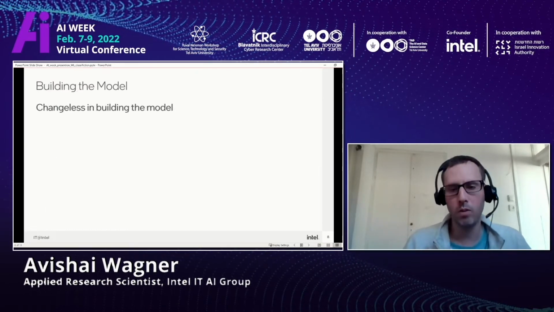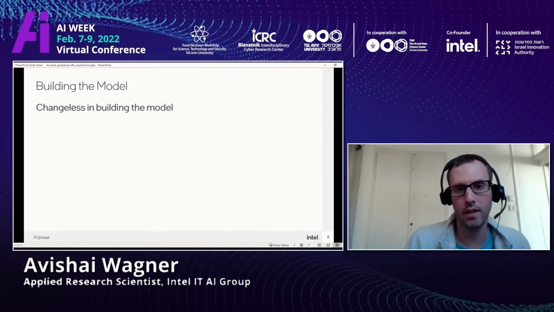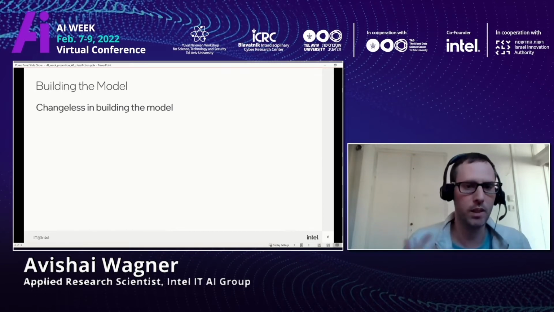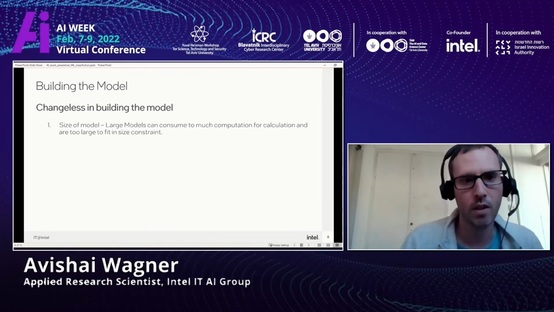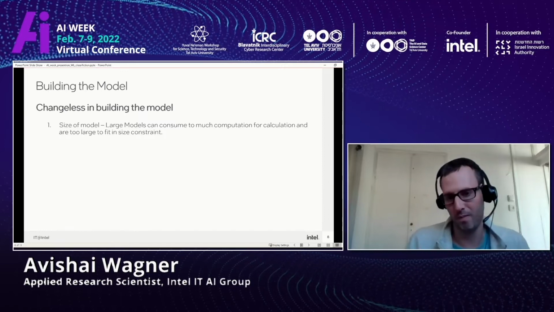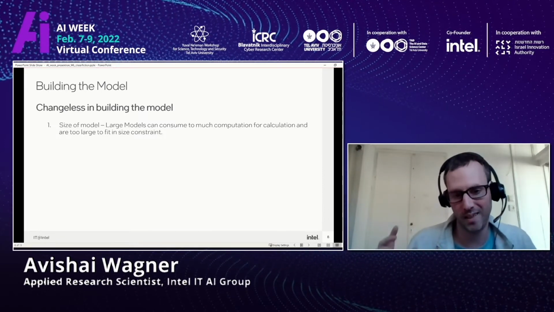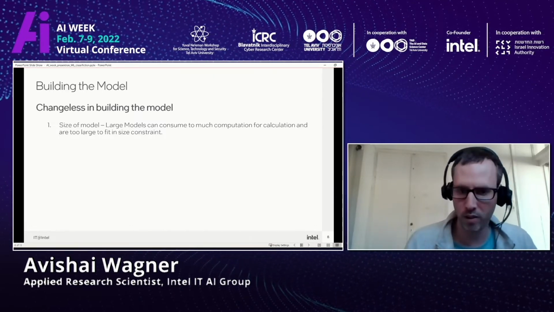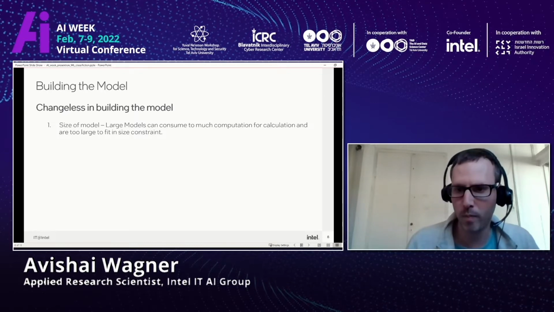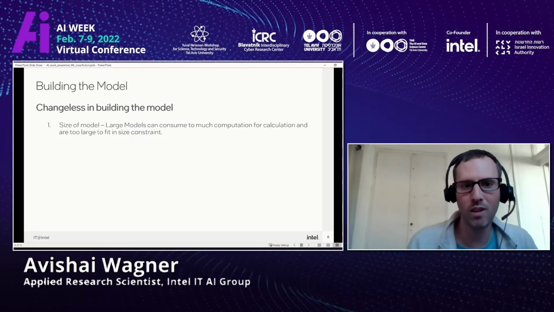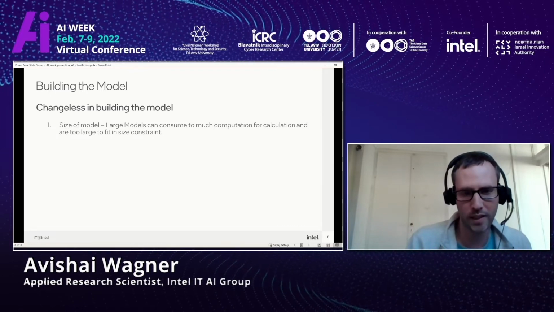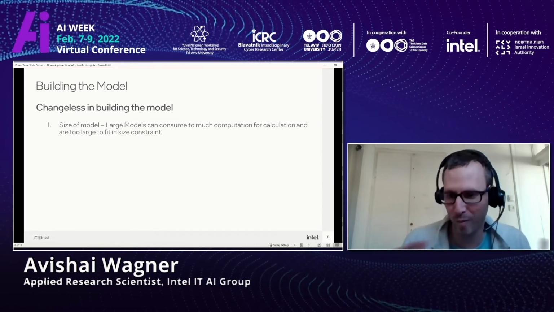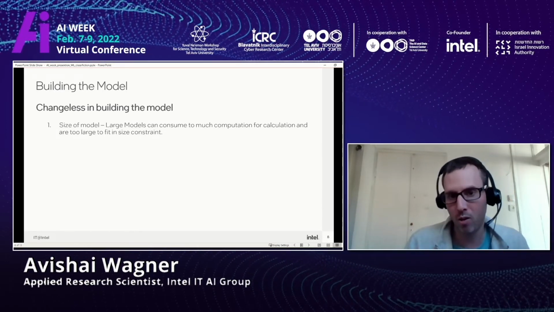So after we did our labeling, we go into the phase of building the model. This is pretty straightforward, but I want to talk a little bit about the challenges in building our model. The first main issue in the whole problem that my team is working on is the size of models. Large models can consume too much computation and are too large to fit in the size constraint. We need to put this model at the end in the processor, and there is not lots of room there. And large models also damage performance.